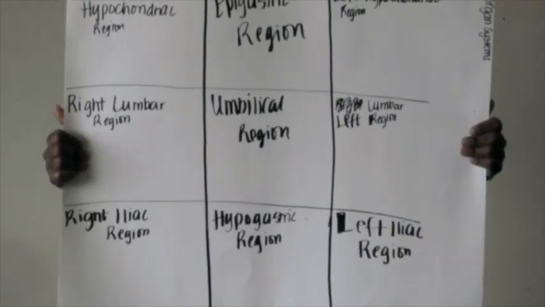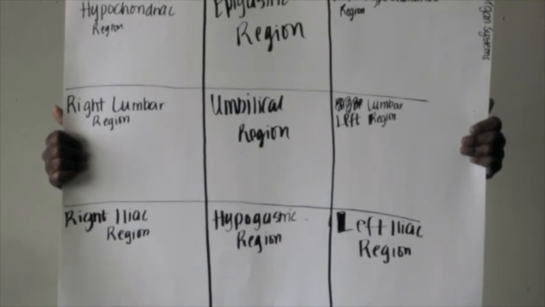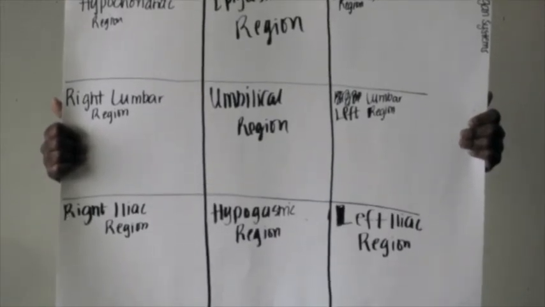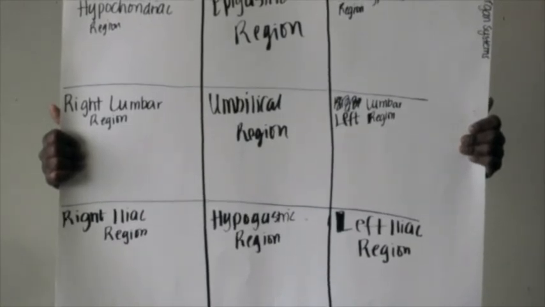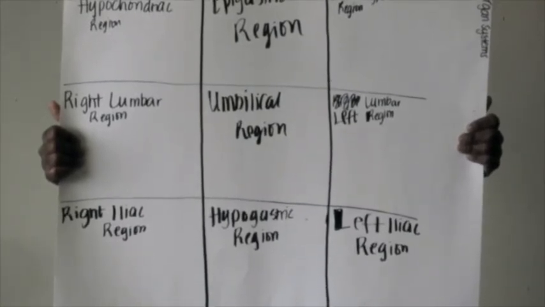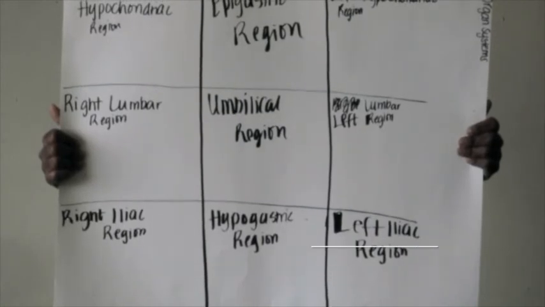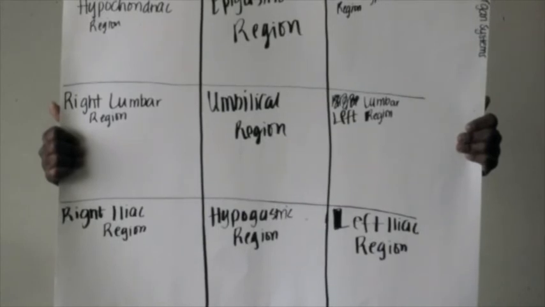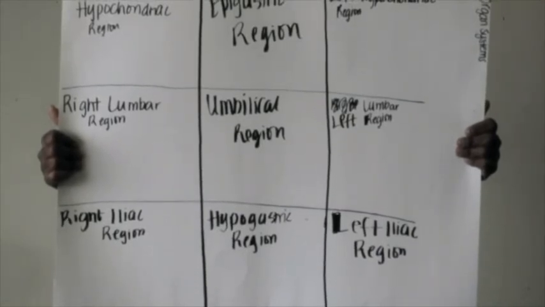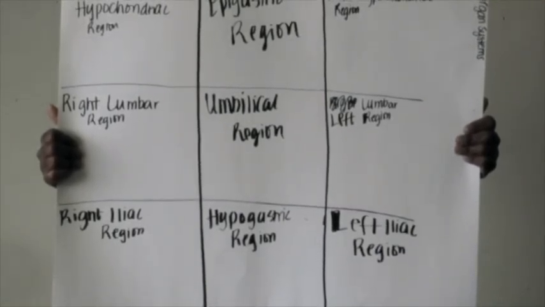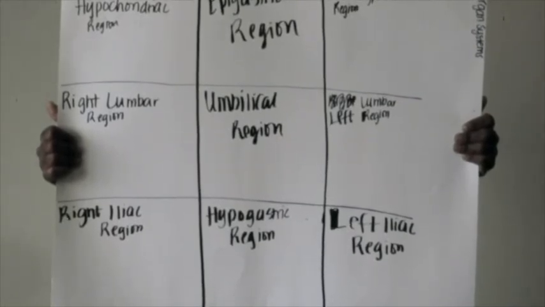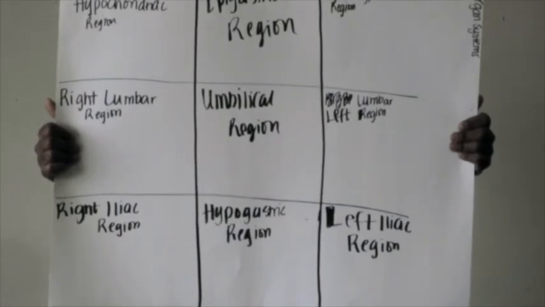The abdominopelvic cavity is everything below the diaphragm. This includes the abdominal cavity and also the pelvic cavity. The abdominal cavity includes the visceral peritoneum and the parietal peritoneum. The pelvic cavity includes the visceral peritoneum and the parietal peritoneum. There are nine abdominopelvic regions. This includes the right hypochondriac region, the right lumbar region, the right iliac region, the epigastric region, the umbilical region, and the hypogastric region. The left side mirrors the right side.